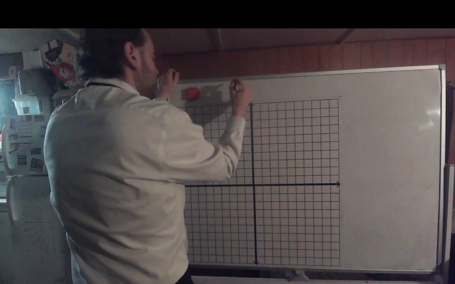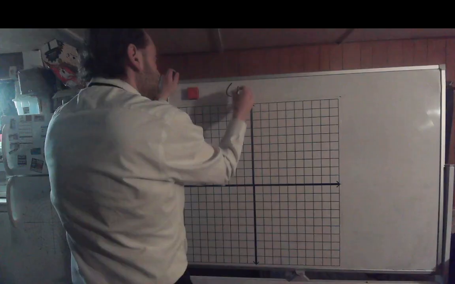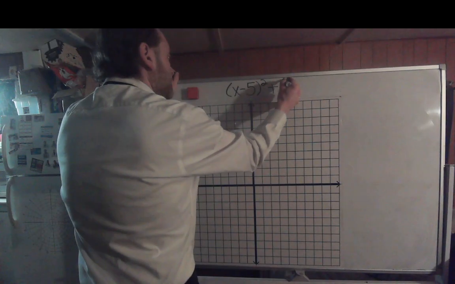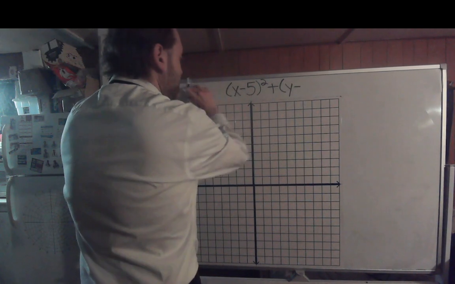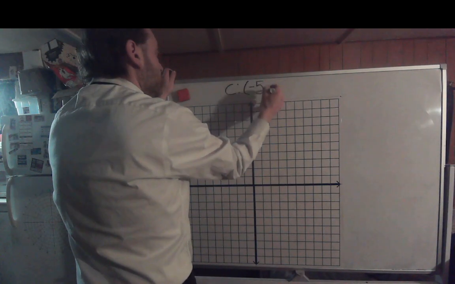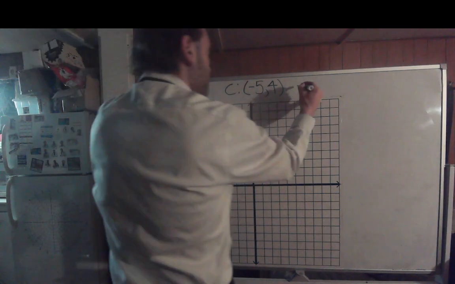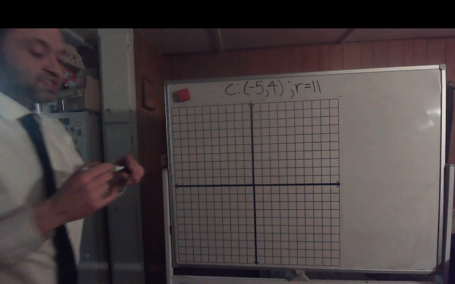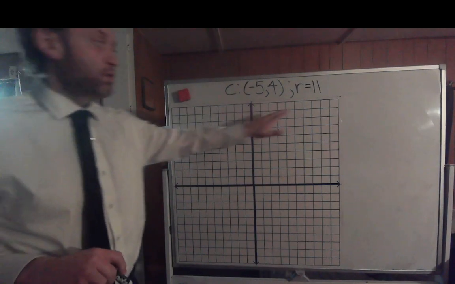All right. Now let's see. X minus 5 squared plus y minus 4 squared. Dang it, I keep doing it. The center is going to be, let's make that center negative 5, 4. So the center will be located at negative 5, 4. You have a radius of 11. Alright, so you have a center of a circle at negative 5, 4 with a radius of 11.